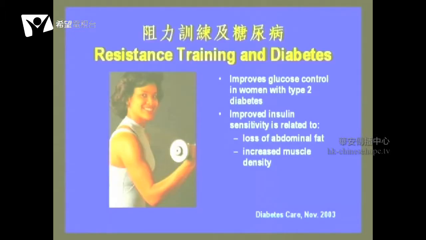I would say any type. In this study done with women, they just asked the women to do some weight training. And the researchers found that if a person trains the muscles and does weight training, they improve the mechanism of insulin. Now let's talk about cholesterol.